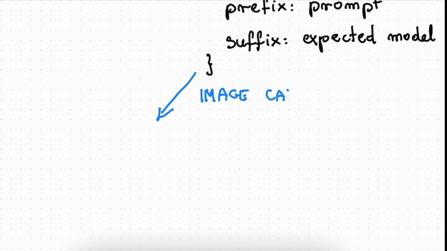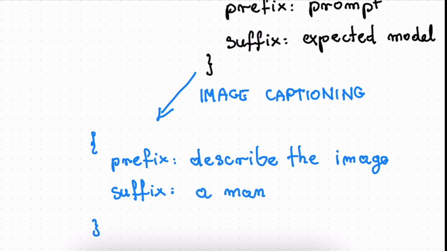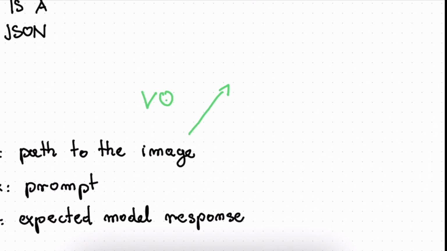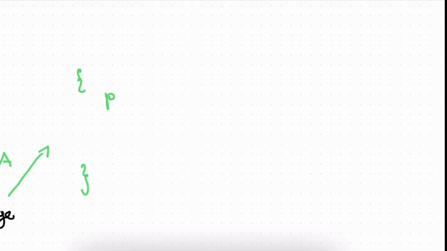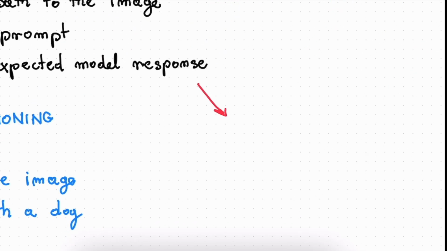When used for image captioning, the prefix could be "describe the image" and the suffix would be a description like "a man with a dog." When used for VQA, visual question answering, the prefix could be "what breed of the dog is it?" And the suffix would be the answer, like "a beagle."